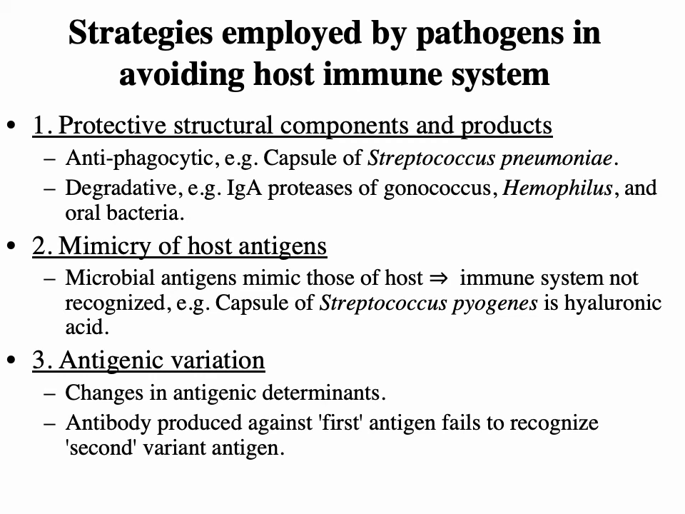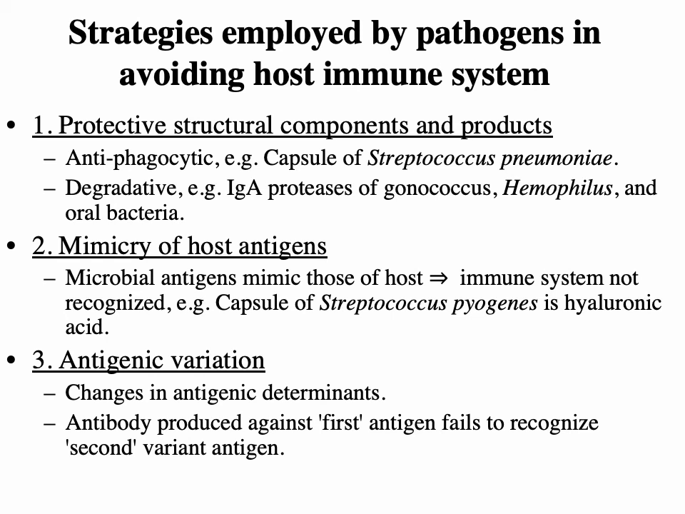What that means is that they produce some structure that looks just like our body structure. So the capsule of Streptococcus pyogenes is actually identical to our hyaluronic acid. Hyaluronic acid is a component of our connective tissue. So these are part of our body components. The capsule produced by Streptococcus pyogenes is identical in structure and chemical composition to hyaluronic acid.